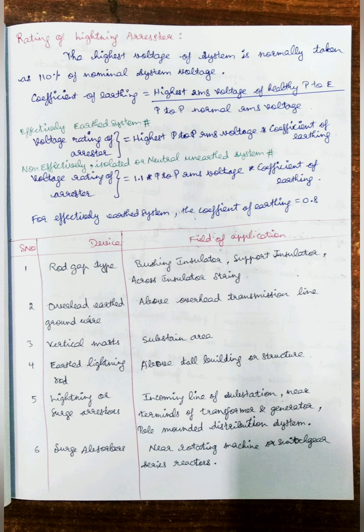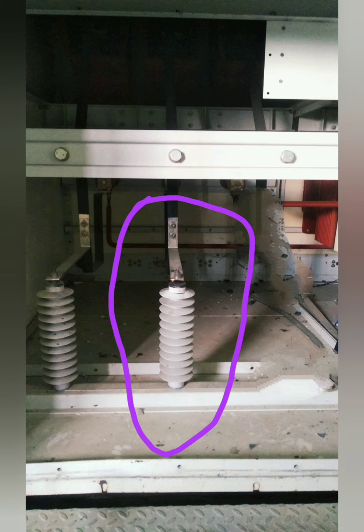Then the lightning or surge arrestor. This is the commonly used lightning arrestor, which is used in your AC or DC substations. You can refer to my last videos for practical knowledge of how the connections are being done. Then the surge absorbers are used in your rotating machines or switchgear series reactors. Next, this is the normal connection of a lightning arrestor in your 33 kV switchgear system.